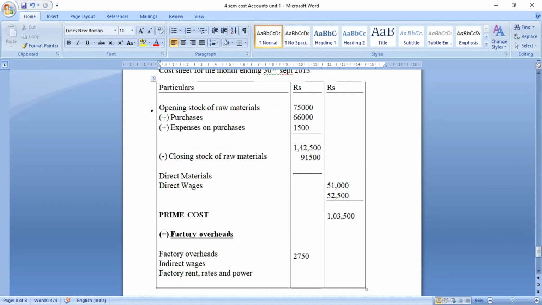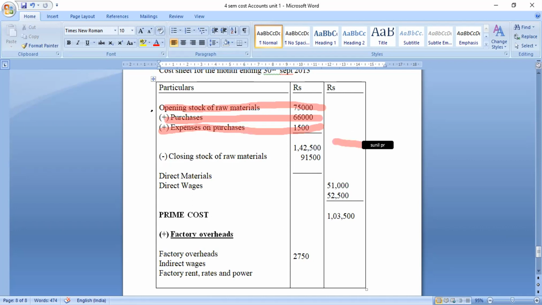First, I have taken the opening stock 75,000. Next, add purchases 66, expenses on purchases 1,500. Along with this, suppose carriage inwards is there, you should also take carriage inwards. So if you add everything, 1,42,500 comes.